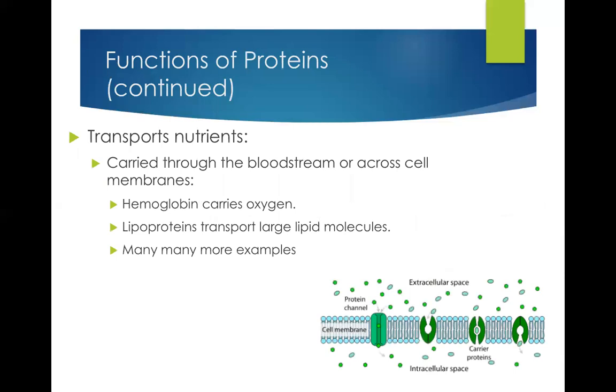Proteins can serve as transport carriers. For example, within a cell membrane, there might be a protein channel, which can allow different things to pass. They may also carry products throughout the blood, such as hemoglobin. Other examples are retinol binding protein. It carries vitamin A. Ceruloplasmin carries copper, and transferrin and ferritin can carry iron.